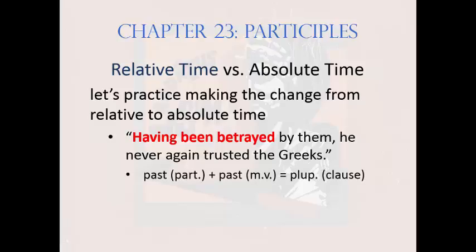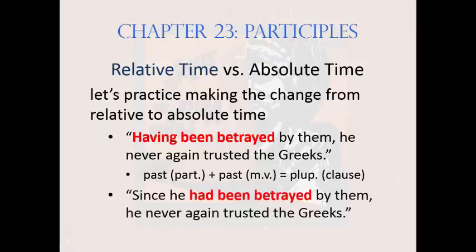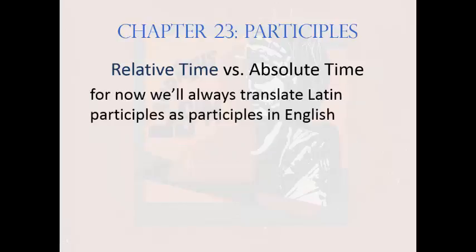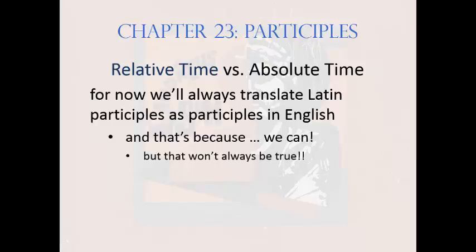Now we have a past tense main verb with a perfect participle attached. -1 plus -1 equals -2. Pluperfect. Since he had been betrayed by them, he never again trusted the Greeks. As we noted before, we'll always translate Latin participles with English participles for the moment. Why? Because we can. But that won't always be true, as we'll soon see.